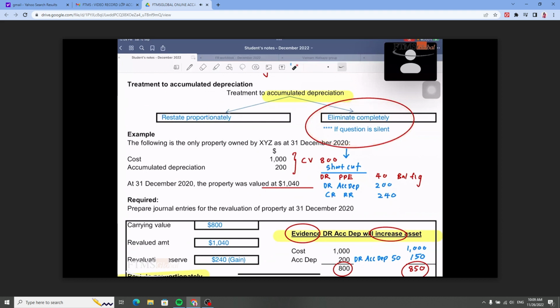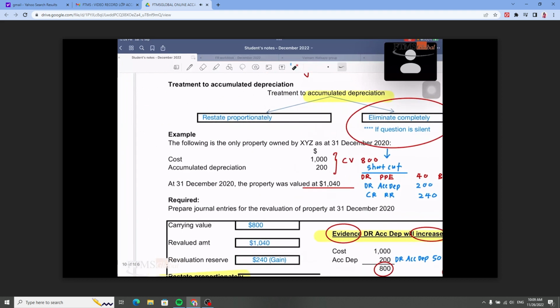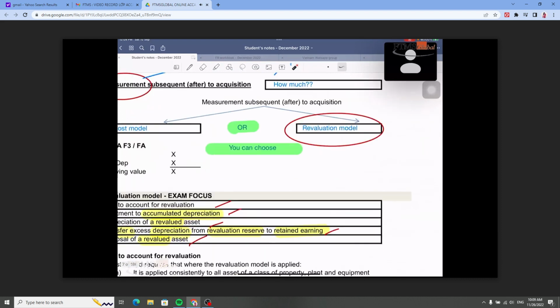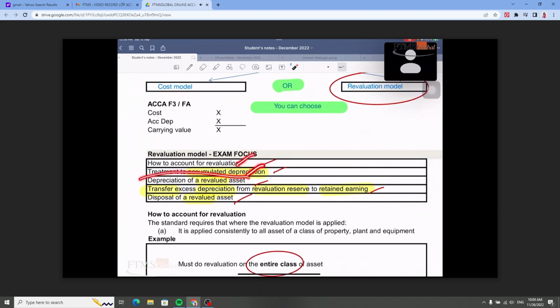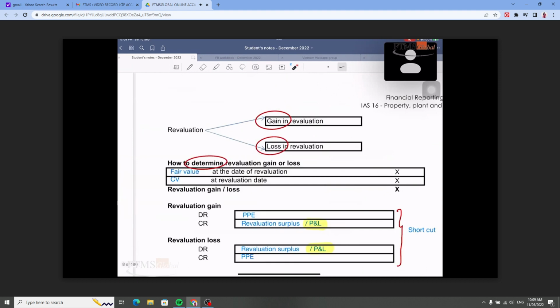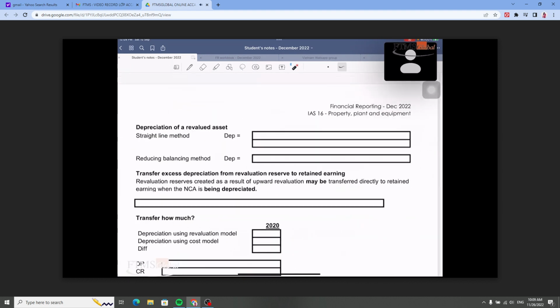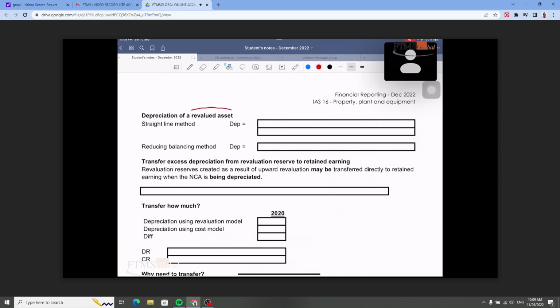Okay, then next we need to do something called depreciation of a revalued asset. Just to show you where we are now: we have done this, then we have done this. Now is depreciation of a revalued asset. Nothing special. The thing is, my asset has been revalued before. So that's why they say depreciation of a revalued asset. This is the difference here.